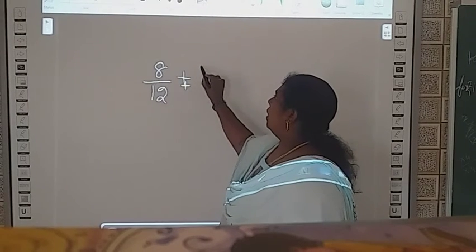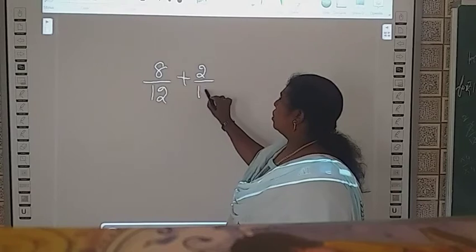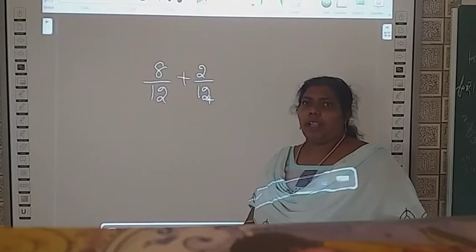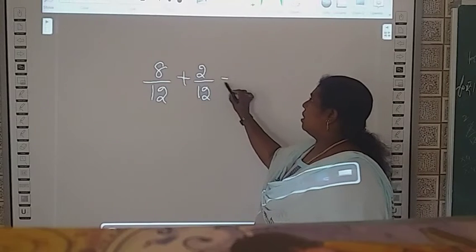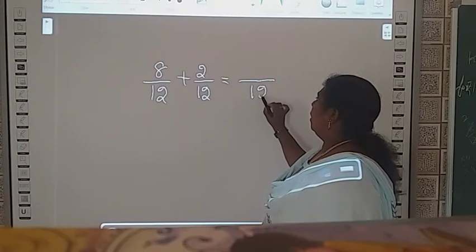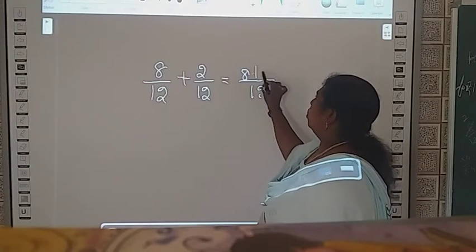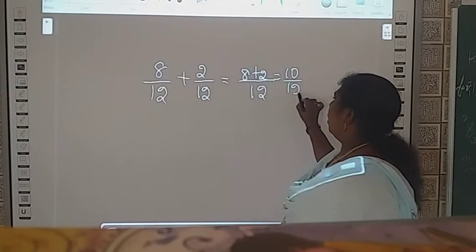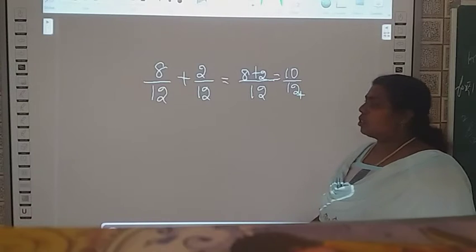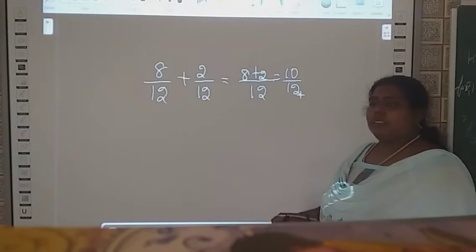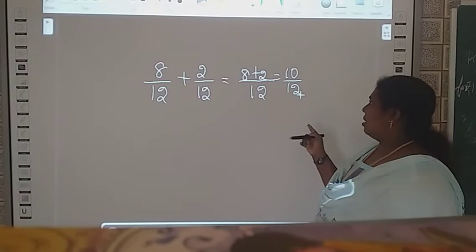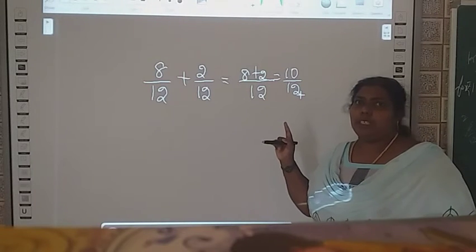The other example, 8 by 12 plus 2 by 12. So these two fractions are like fractions, isn't it? Now we can add easily. 12 is the denominator. 8 plus 2, how much? 10. 10 by 12, isn't it? So is this a proper or improper fraction? Proper fraction.